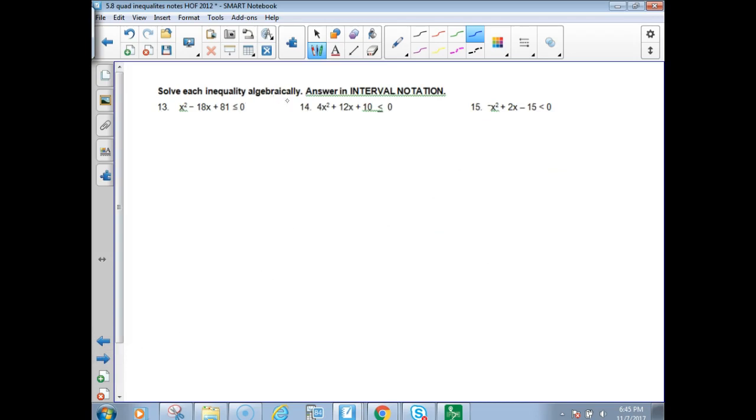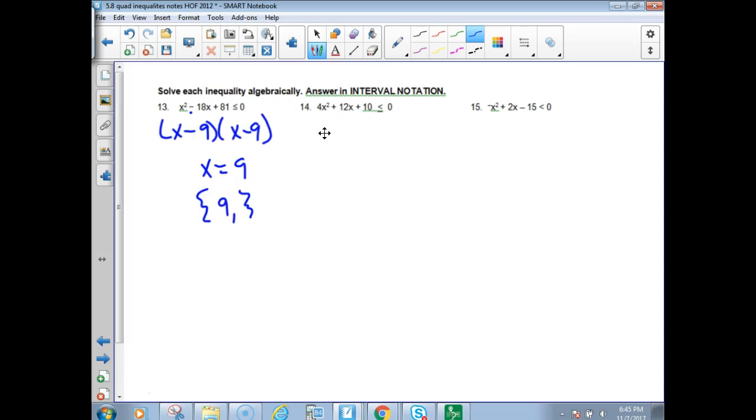Okay, solve each inequality algebraically, answer in interval notation. This is something a blast from the past, but this one gives us x minus 9 times x minus 9. Well, that only gives us one answer of 9. That means the only solution is 9. Okay, there isn't an interval. It is the solution set 9 alone.